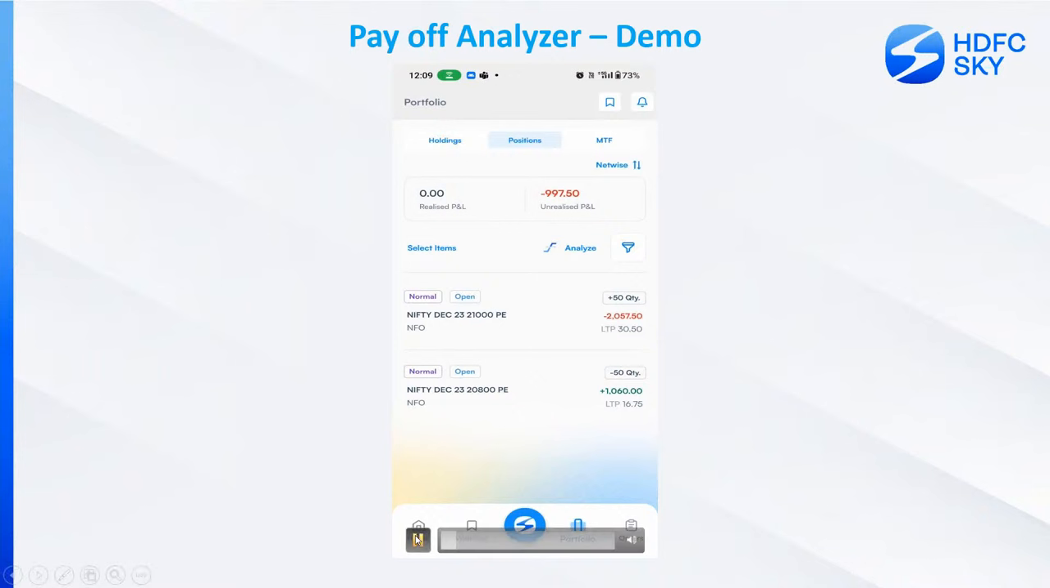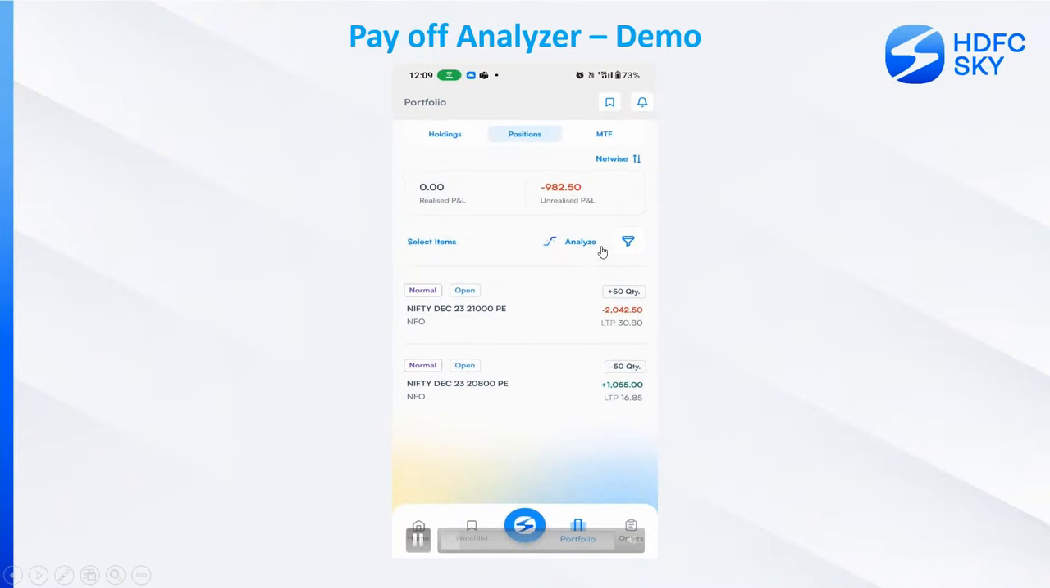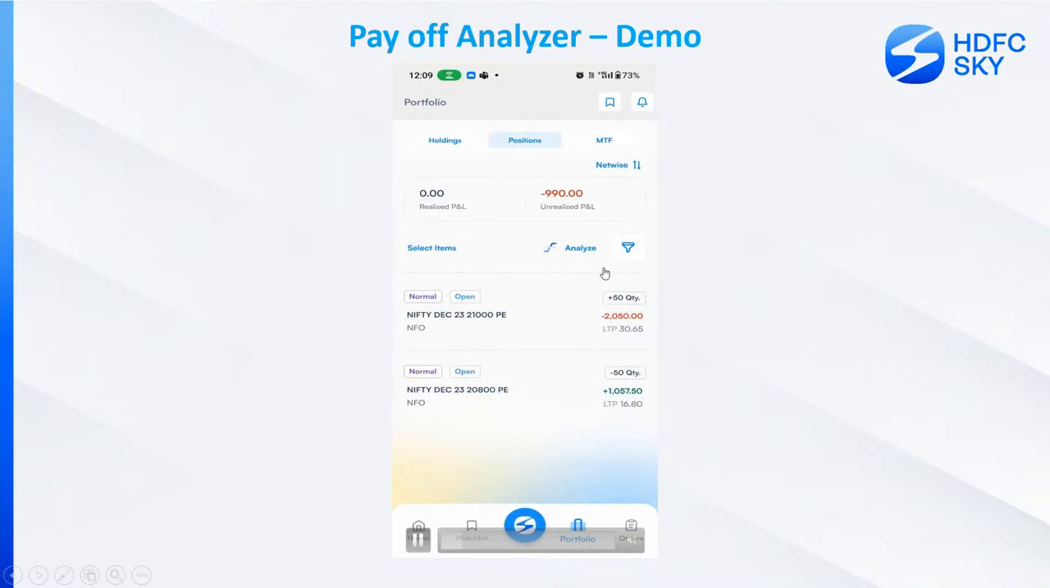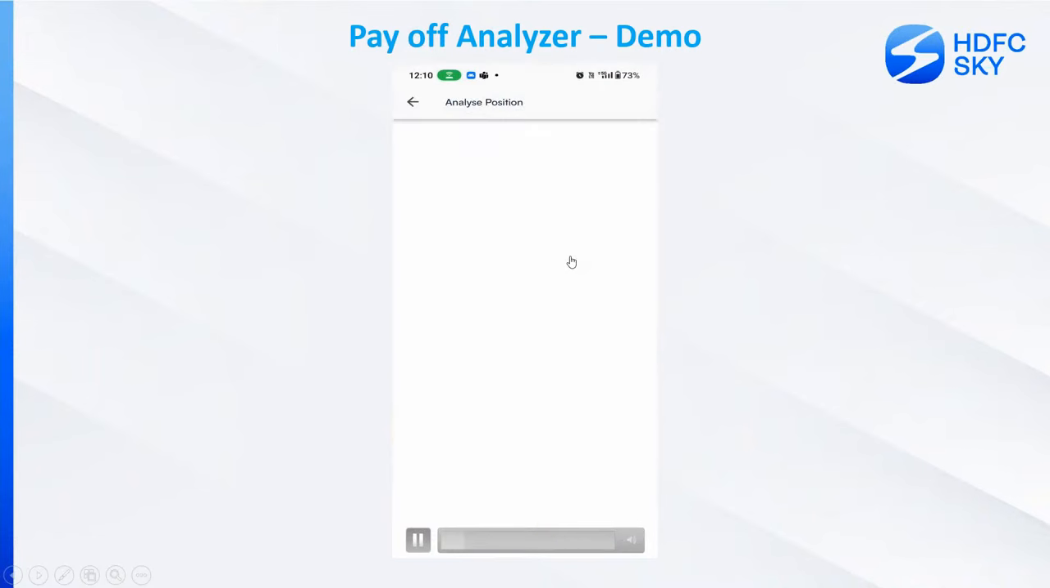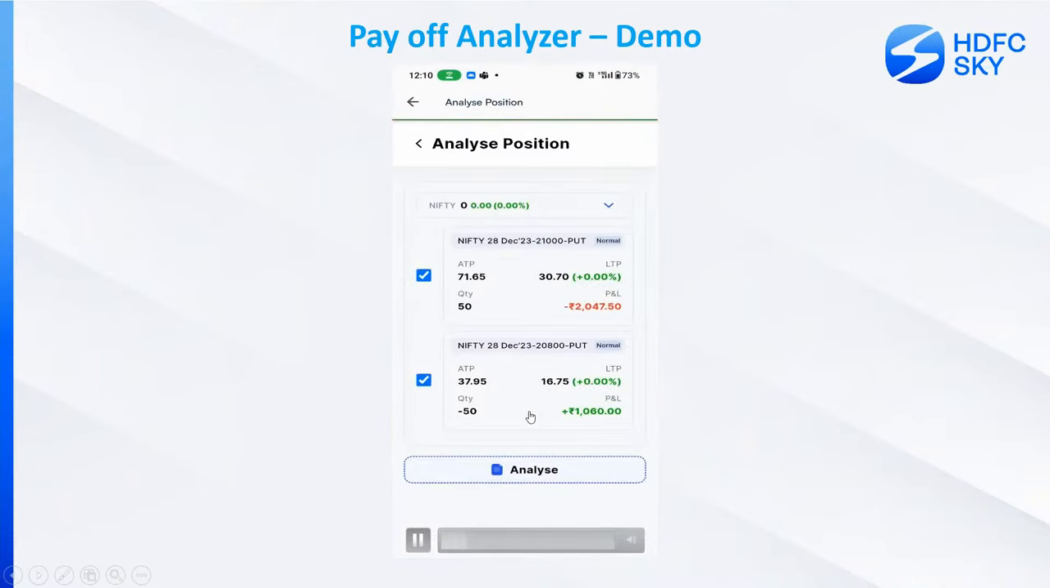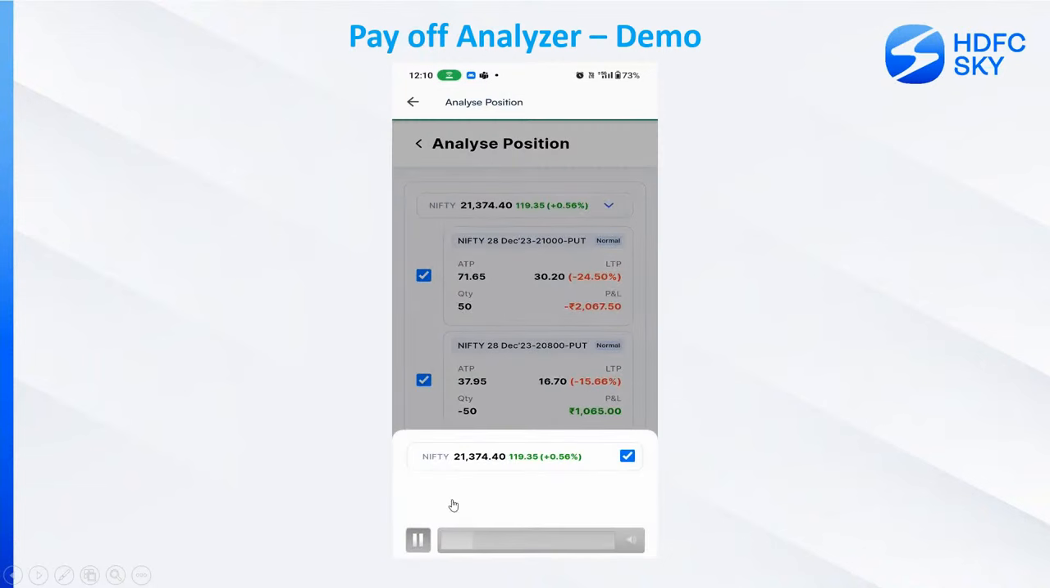So what I have to do is click on the analyze tab, which is there before the filter. Once I click on analyze, I'll be redirected to the analyze positions. Here by default, it will showcase the Nifty positions, whatever Nifty positions you have, and all the legs which you have for Nifty will be showcased to you.